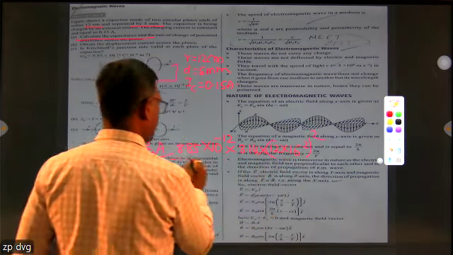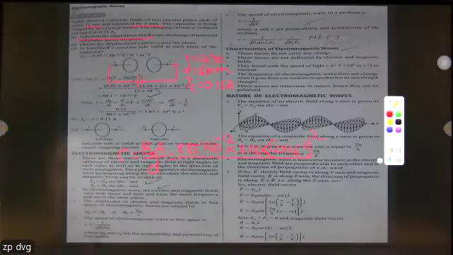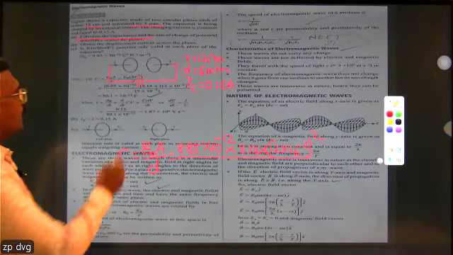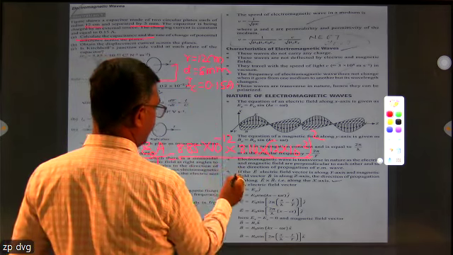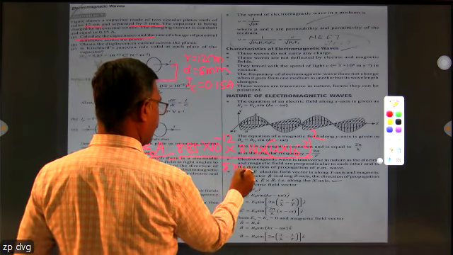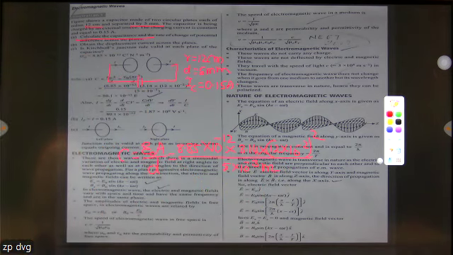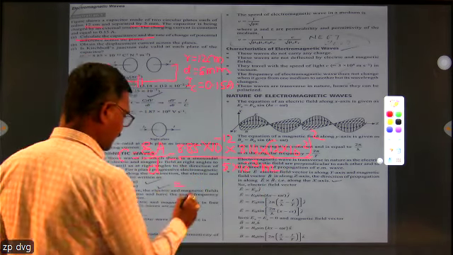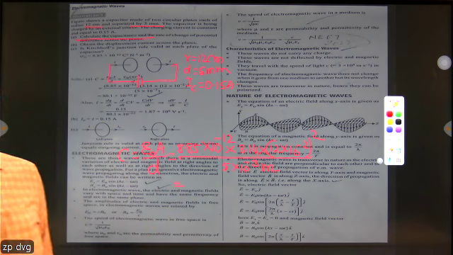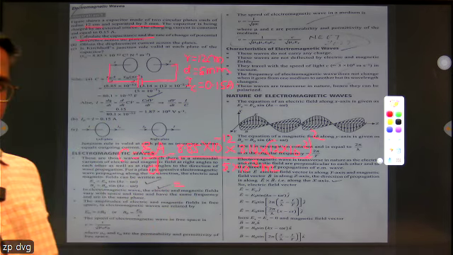Divided by d. d is the separation between the two plates. What is the separation between the two plates? It is given as 5 millimeters, so 5 into 10 power of minus 3 meter.